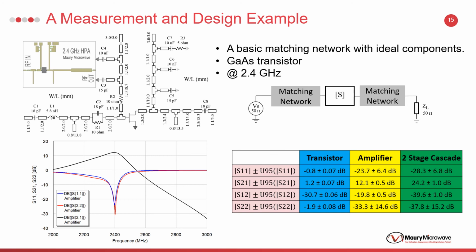For example, in our case, the magnitude of S11 for 95% confidence interval for the transistor was plus or minus 0.07 dB, which increased for the amplifier to plus or minus 6.4 dB.